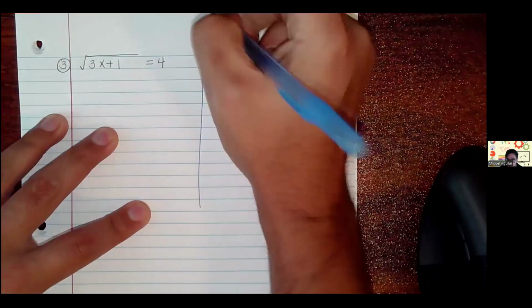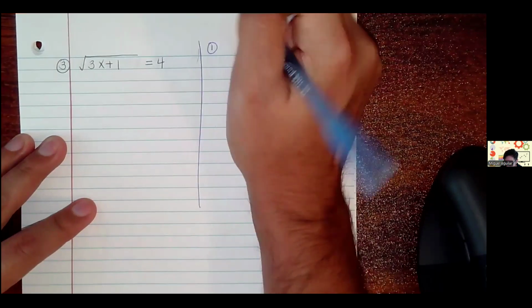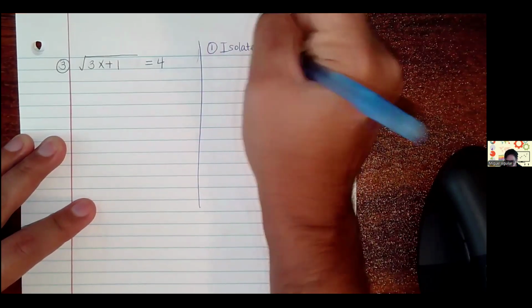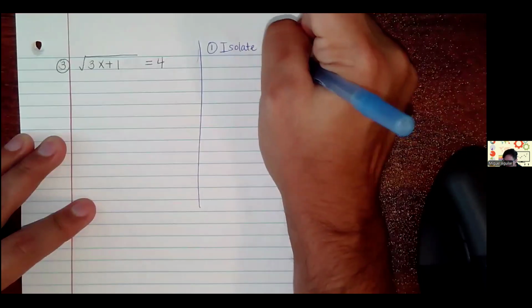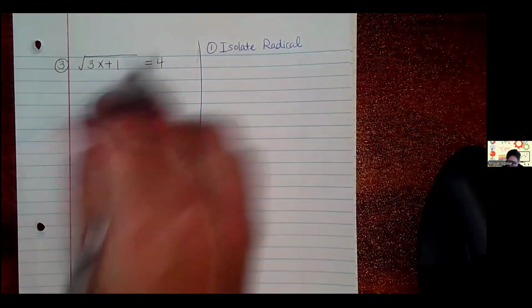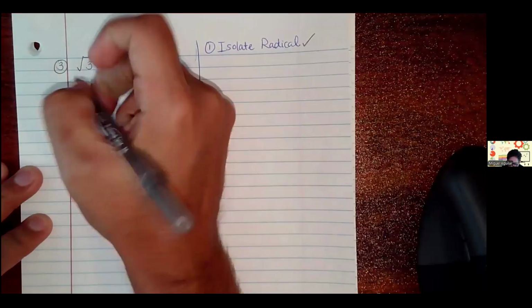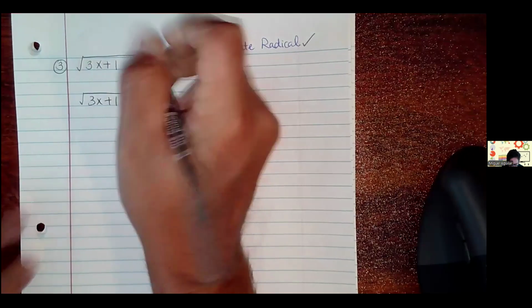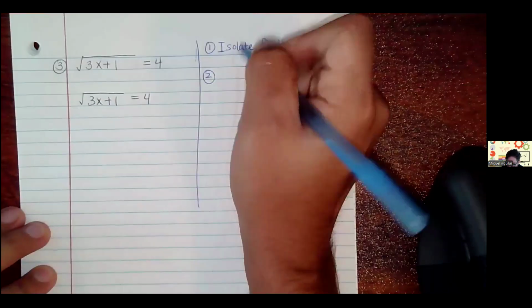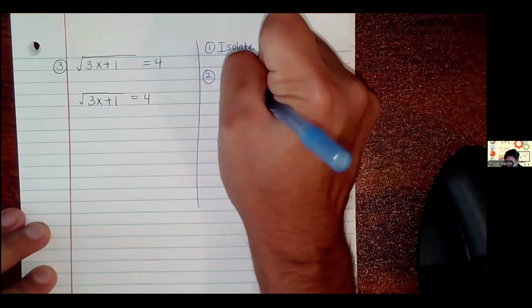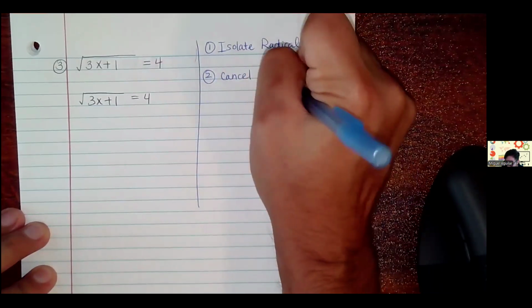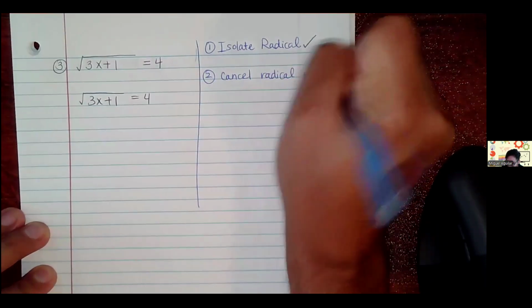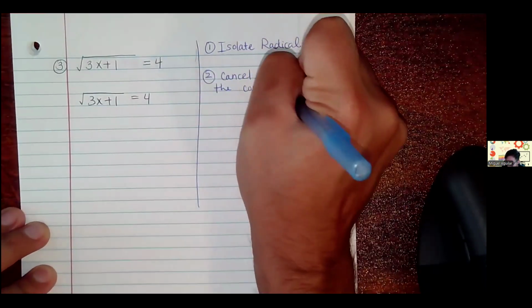Okay, so as always, I'll put my scratch work over here and just some notes on how we should approach this problem. So first, we need to make sure that the radical expression is isolated. So isolate the radical. And sure enough, that radical expression is already isolated. So there's nothing more we have to do there with the radical expression. So I'm just going to rewrite the problem, the square root of 3x plus 1 equals 4. The next step is going to be to cancel the radical with the correct exponent.